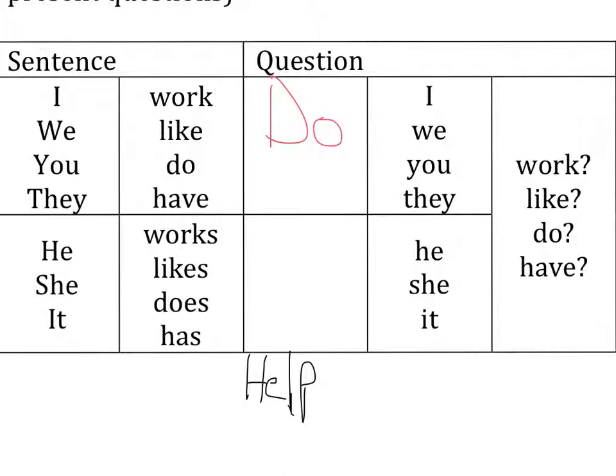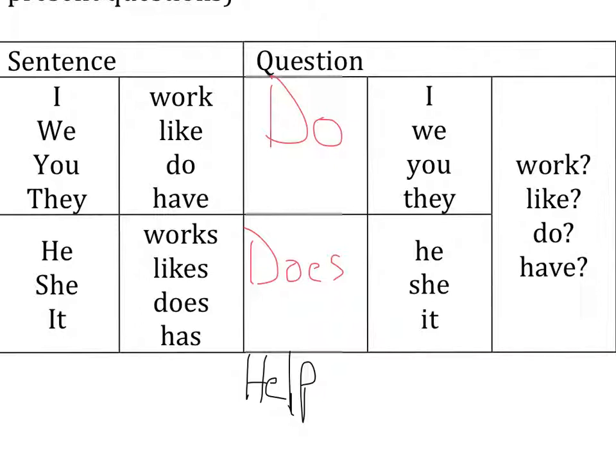Blank, he, she, it, work, like, do, have. Now, what is, in a sentence form, do for he, she, and it? He, blank. What do you think that is? Well, I hope you're writing or thinking does. So does he work? Does she work? Does it have? Does she like? There you go.